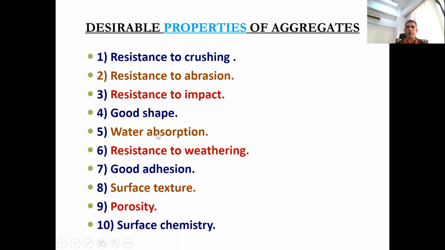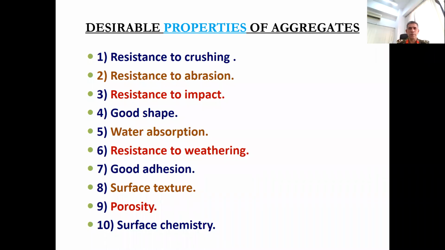Desirable properties of aggregates. Properties means certain characteristics of aggregates. Aggregates should be resistant to crushing. So you have one sessional, I don't know whether this sessional has started or not, engineering materials, and you have sessionals in the solid mechanics lab and concrete lab. And then in level 4, you will have some tests on aggregate, especially the crushing test, impact test, abrasion test. So you'll be doing these tests in level 4.